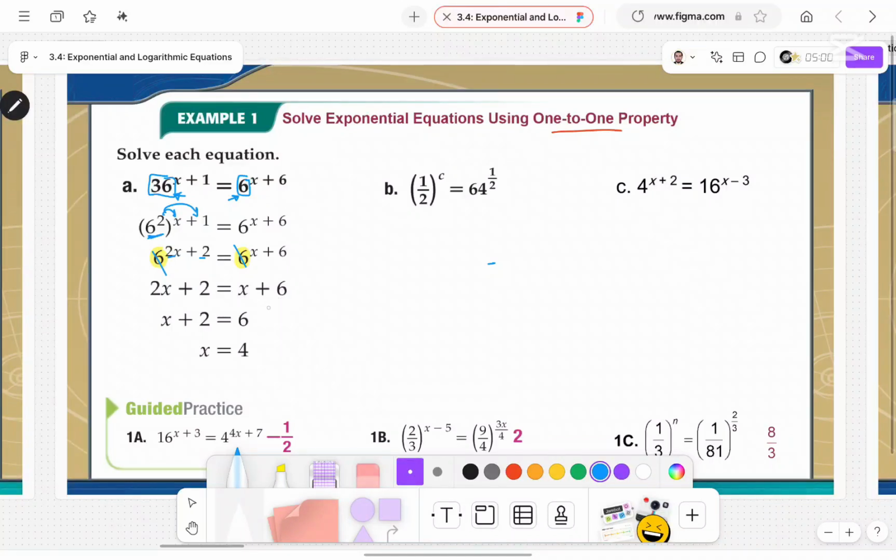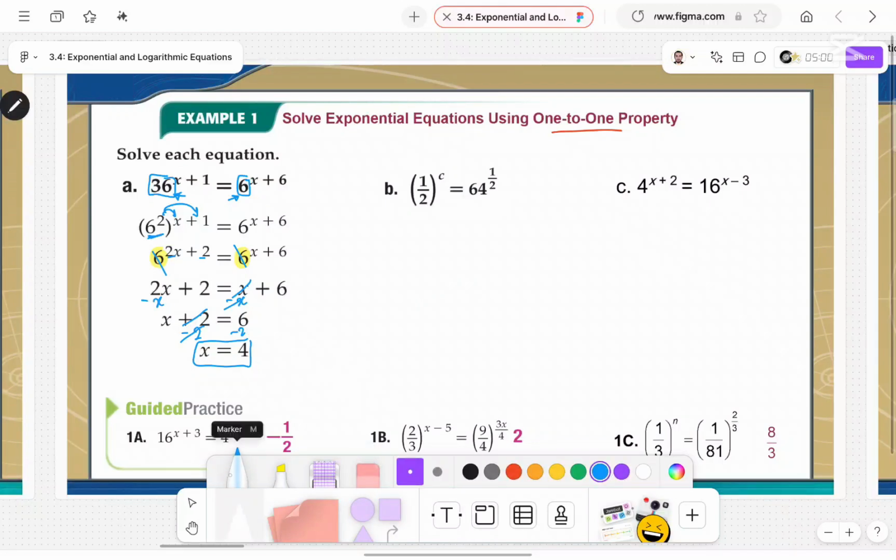Now just solve this equation. Always take the small x's to the big x's. Minus x from both sides, so we cancel these two x's. It becomes x plus 2. Then we minus 2 from both sides, so we cancel this 2. So x is equal to 4. This is how we can solve that question.